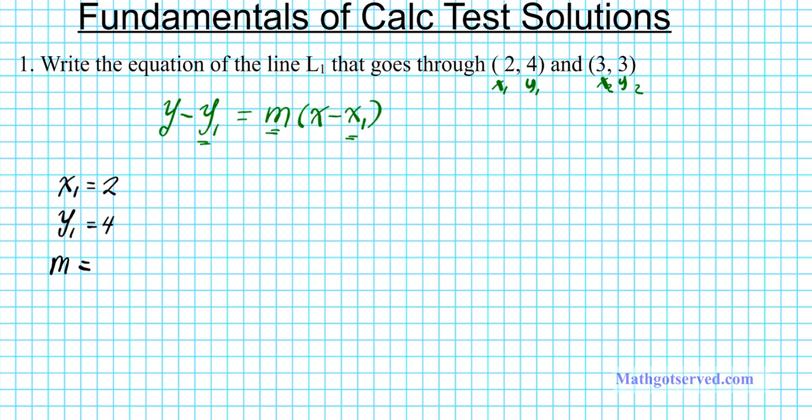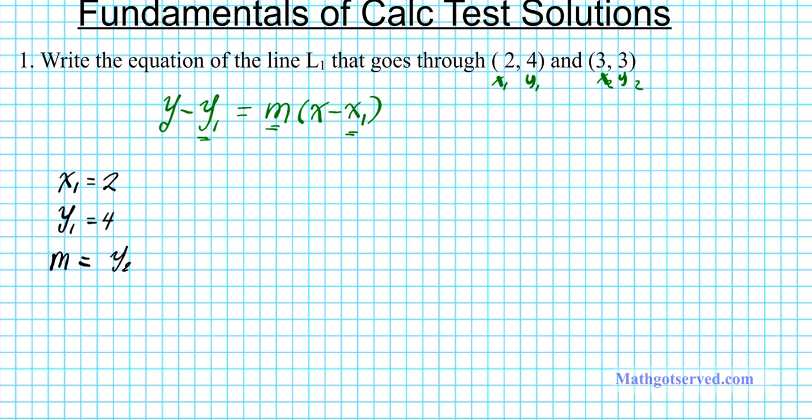In order to find m, we're going to simply use the slope formula, y2 minus y1, which is the rise, over x2 minus x1, which is the run. We already have 2 ordered pairs, x1, y1, and x2, y2. We'll simply substitute these values into our slope formula to find the slope of the line. Okay? So we have 3 minus 4, y2 minus y1, divided by 3 minus 2. Okay? 3 minus 4 is negative 1, divided by 3 minus 2 is 1.